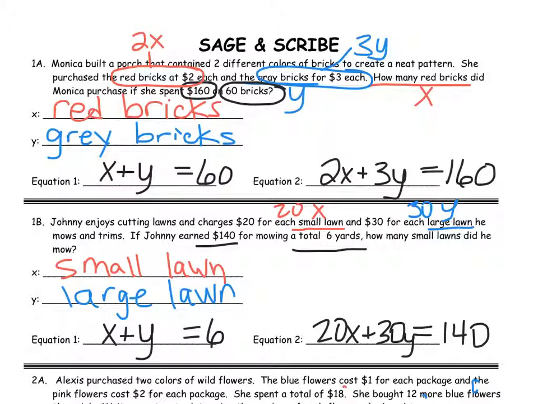So I started with my yards. I knew that there was some combination of small lawns and large lawns that was going to equal 6. So x plus y equals 6. And then I knew that it was $20 for the small lawns plus $30 for the large lawns equals the $140.